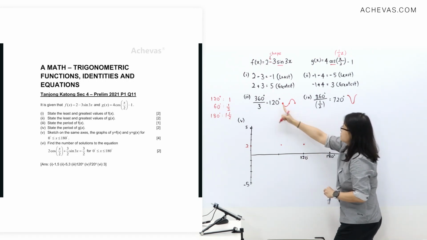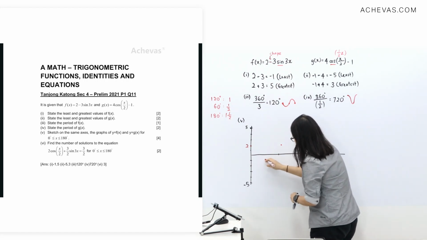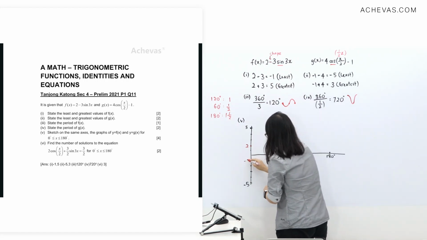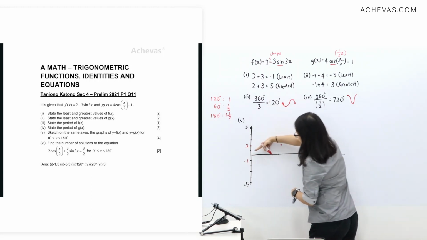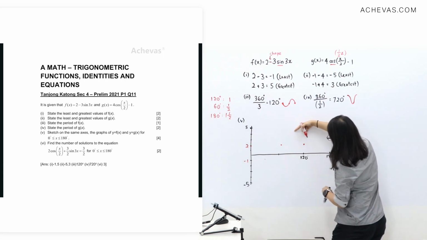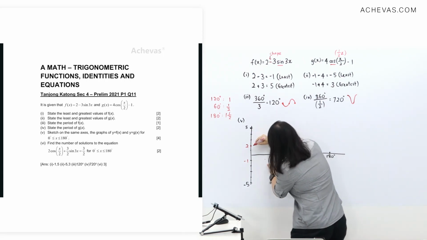The minimum value here is -1. So here's -1. And I'll move up to 5. So 5 will be this point here. I'm going to put a guiding point for myself. So let's just join the points.